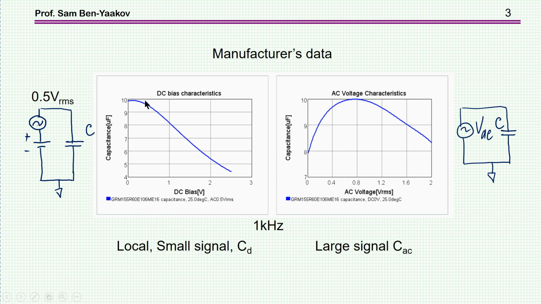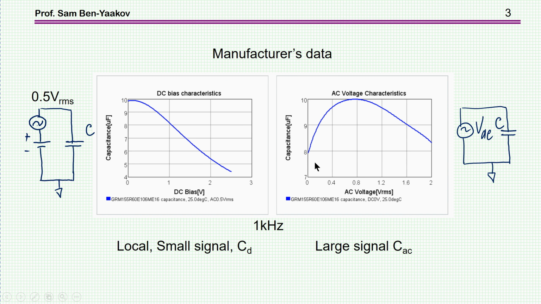We call this capacitance the local or small signal capacitance, C sub D, because it is a relatively small signal superimposed on the DC.